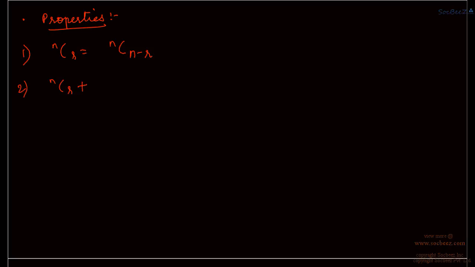The next is a very useful property. nCr plus nC(r minus 1) gives you (n plus 1)Cr. Again, you have to be a bit clever while doing this proof, and you can show that this actually holds true.